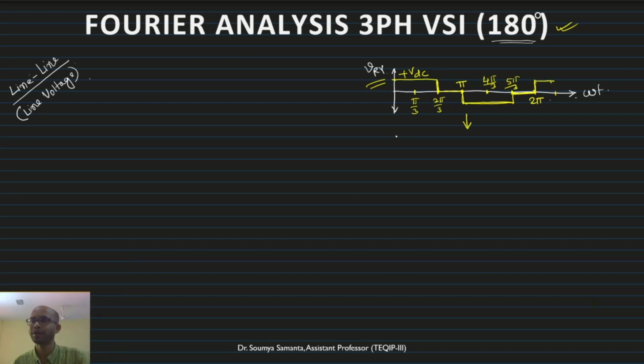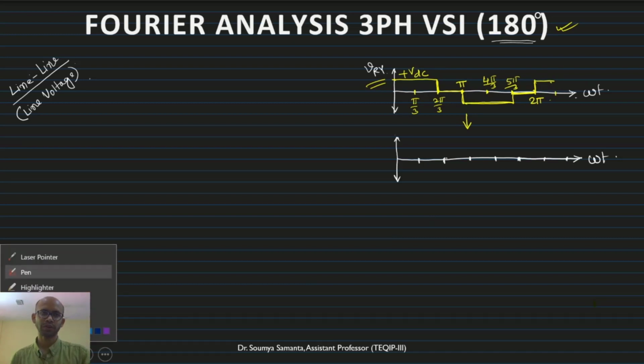For that you have to shift it by 30 degrees. If you shift it by 30 degrees, that means pi by 6, then you will find the result. If I shift this waveform by 30 degrees, there is a pi by 6 in omega t. So suppose this is pi by 3, this is 2 pi by 3, this is pi, this is 4 pi by 3, 5 pi by 3, and 2 pi. Generally I take one more extra for showing the continuation.